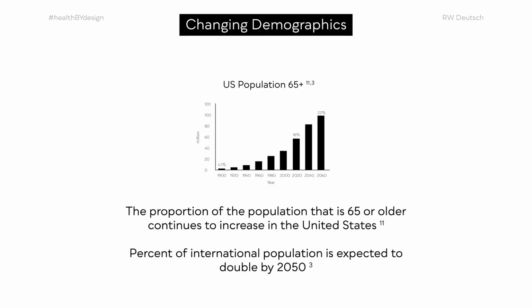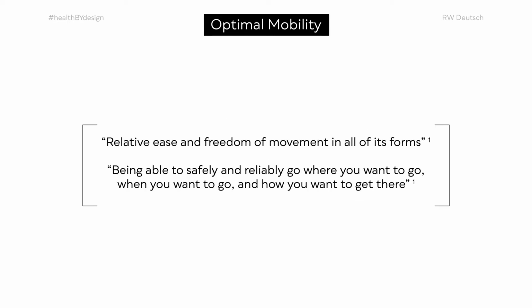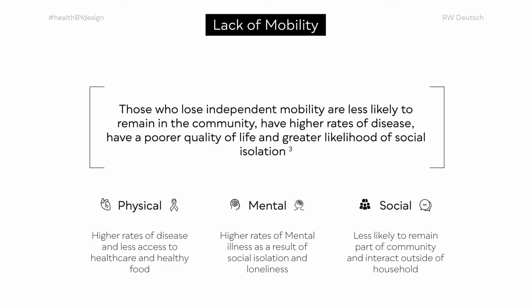By now, we are all probably aware that the elderly population in the United States and worldwide is increasing. Statistically, aging populations have increasingly lower rates of optimal mobility. This affects aspects such as walking, operating a motor vehicle, as well as things like access to the internet or use of a smartphone. Optimal mobility is simply defined as relative ease and freedom of movement. Those who lose optimal mobility are less likely to remain in their community, have higher risks of disease, poorer quality of life, and in general have worse health.